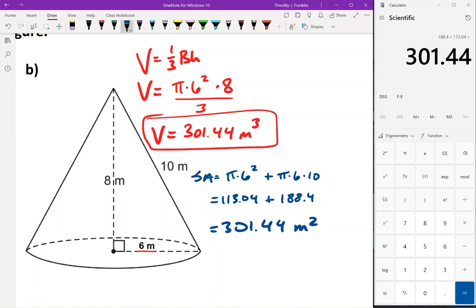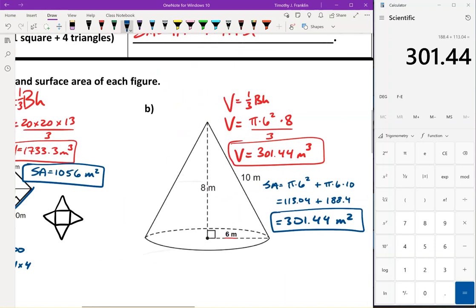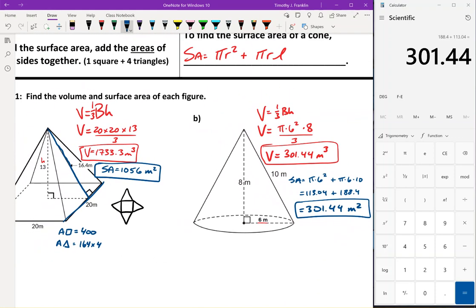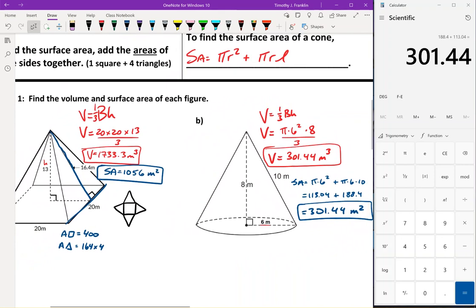Now, in this case, they ended up being exactly the same, which doesn't usually happen, but it did in this case. That is interesting. All right, well, there you have it. The surface area and volume of a square pyramid and a cone.